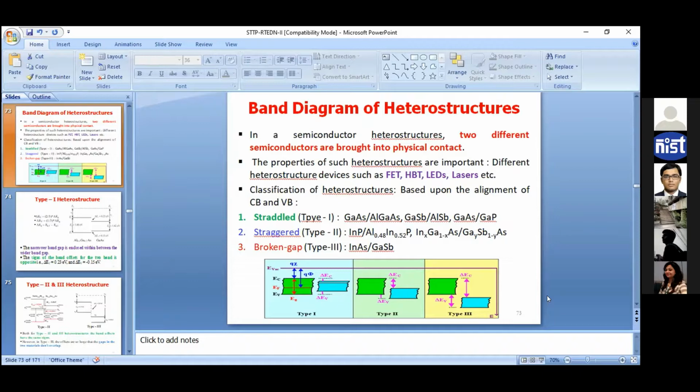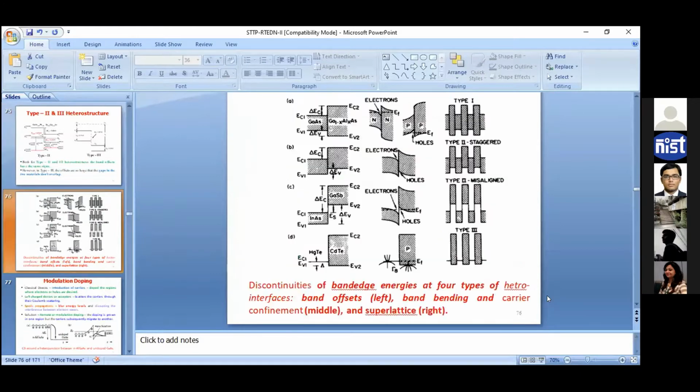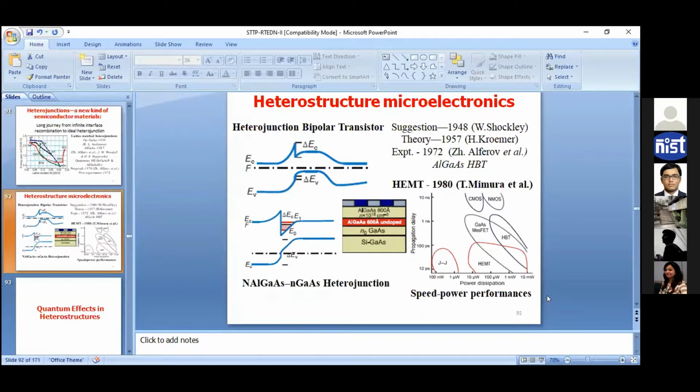Sir, can you please go to slide number 92? Okay. Yes, this. No, not this one. Sorry, sir, it was 89. Sorry.